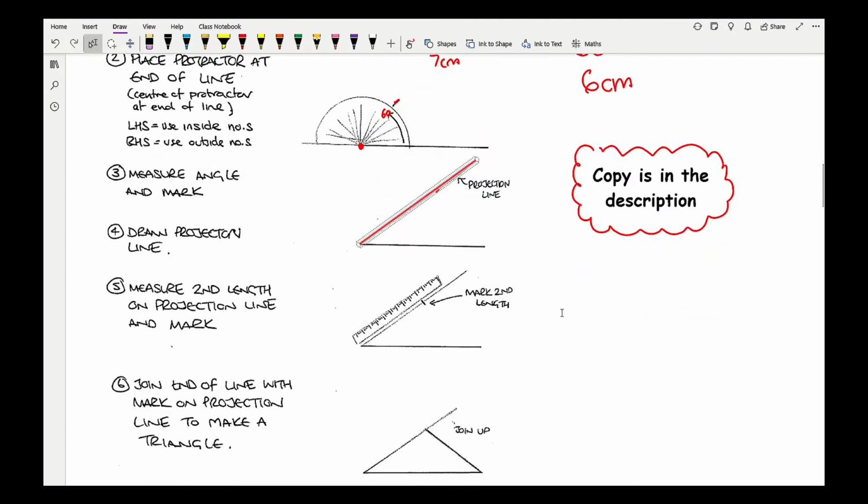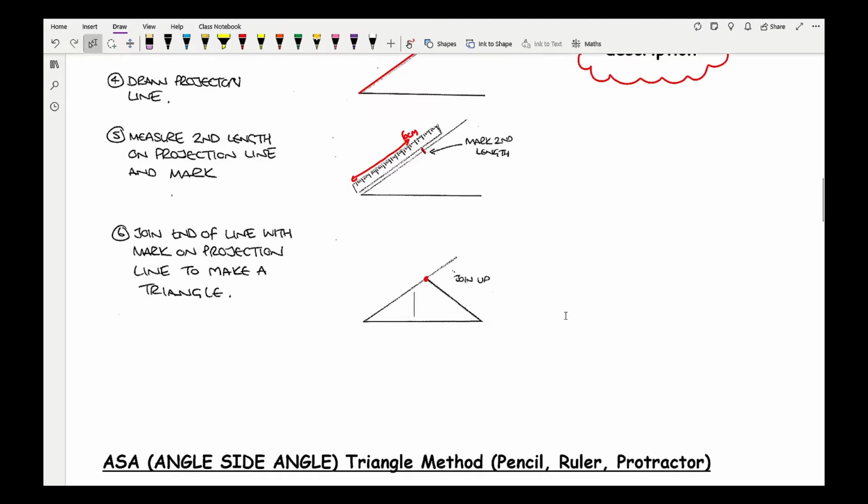The next thing we then need to do is measure the second length, which in this case was 6 centimeters. So again, I'd measure where 6 centimeters was and put a little dash. And then with that dash, I'll connect that up to the opposite end of the baseline to create my triangle.